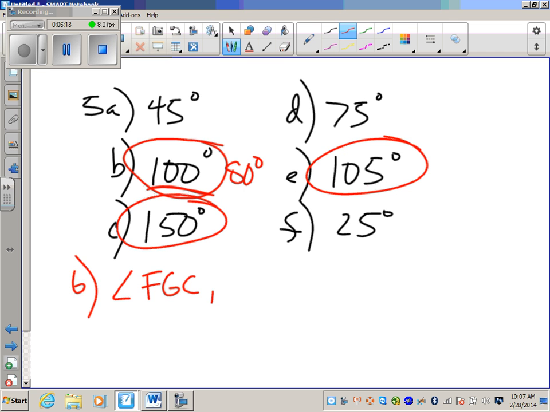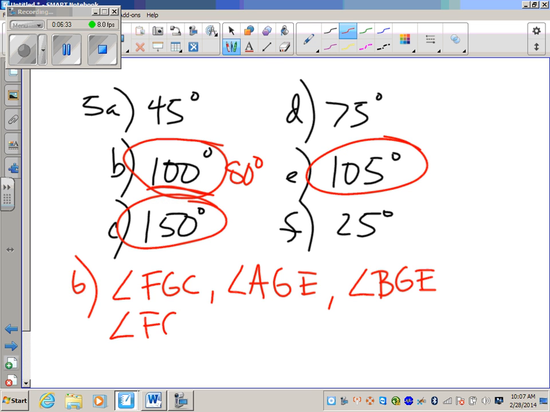C and E. So C was AGE. And E was BGE. Any other ones that we did not get to? FGB. FGB is one.